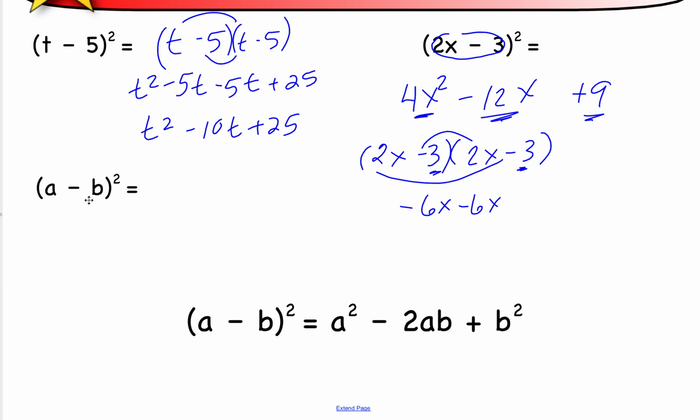So here is your pattern shortcut. When you have a difference of two numbers squared, it's the square of the first term minus twice the product of the two numbers plus the last one squared. So remember the shortcut. To get this middle term, you multiply and double. Okay? So it's square, MAD, square. So that's the shortcut if you want to try to remember what the formula is.